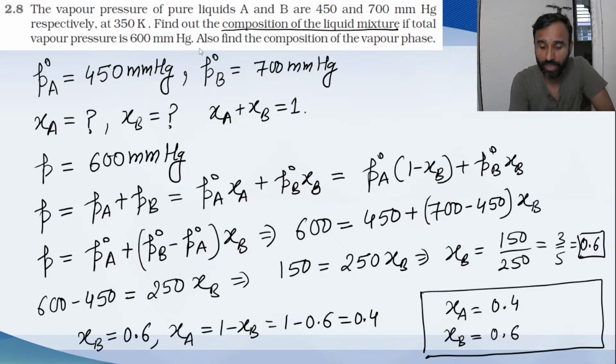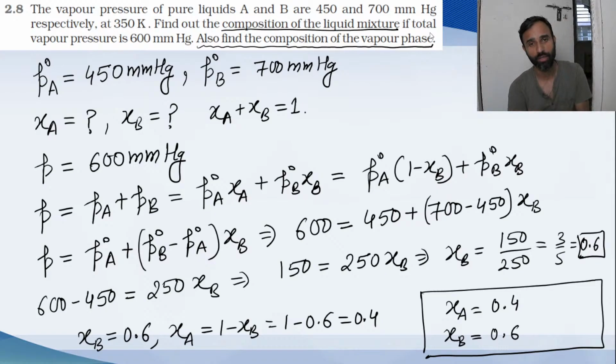Now the next part is also to find the composition of the vapor phase. Now liquid mixture composition is the mole fraction of the components in the solution. Now composition of the vapor phase means mole fraction of the components in the vapor phase. First was the mole fraction of the components in the solution. Now the mole fraction of the components in the vapor phase. So how do we calculate?